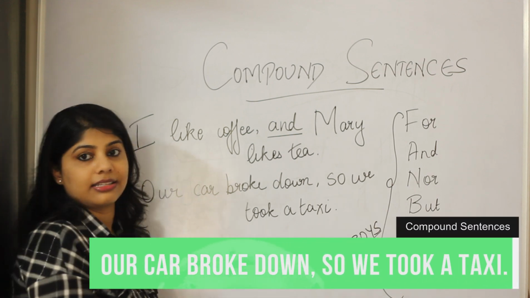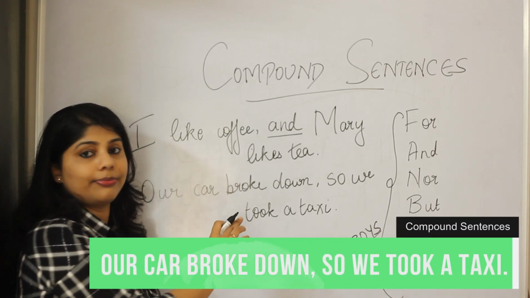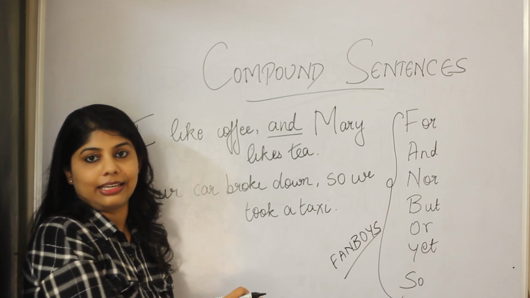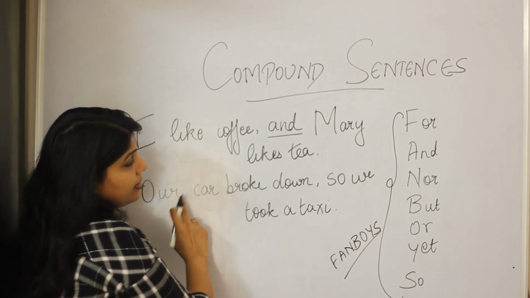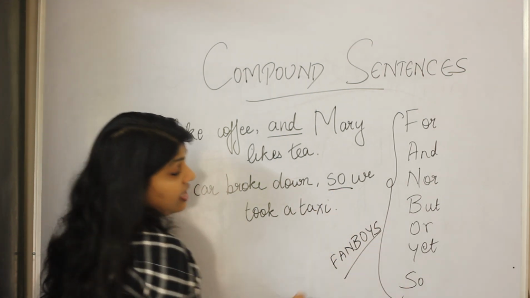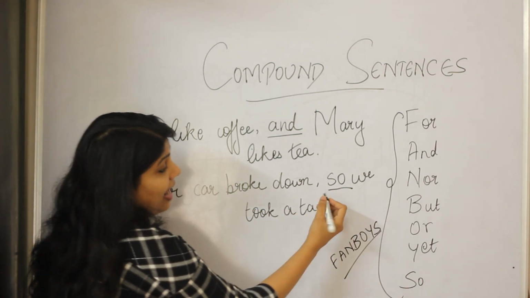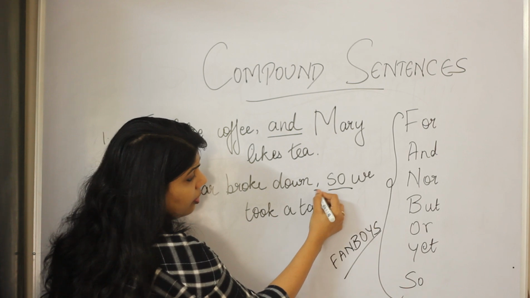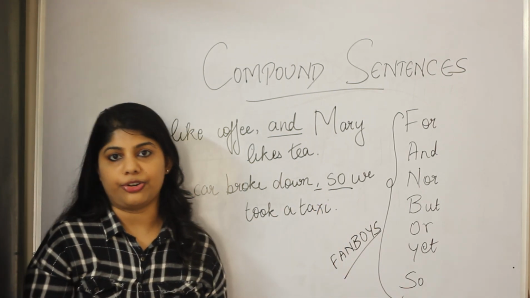The second sentence, our car broke down, so we took a taxi. So here again you see both the independent clauses are joined together with the help of the coordinating conjunction so, and here as always you will put a comma before the coordinating conjunction.